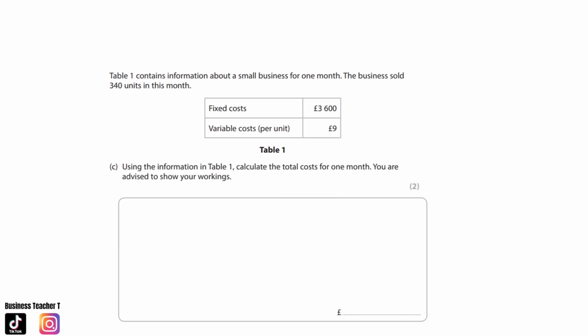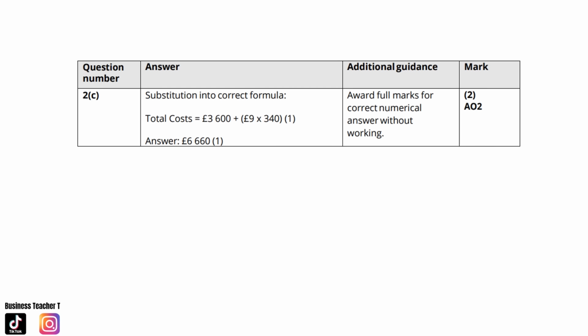So the fixed costs were £3,600 and the variable costs per unit were £9. You are asked to use the information in Table 1 to calculate the total cost for 1 month, and you are advised to show your workings. So give this one a try. And the answer is 6,660.